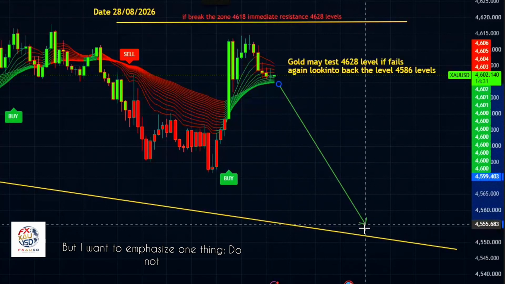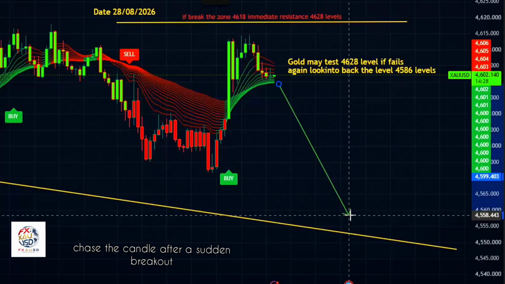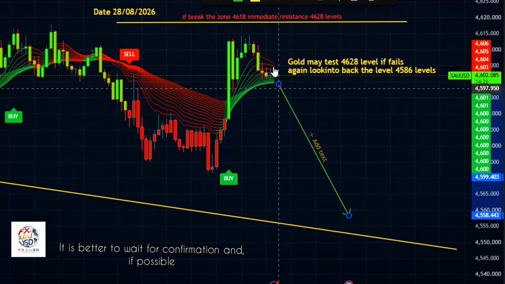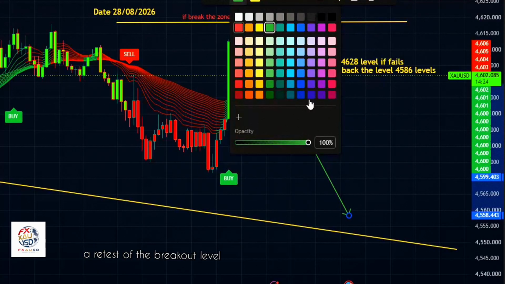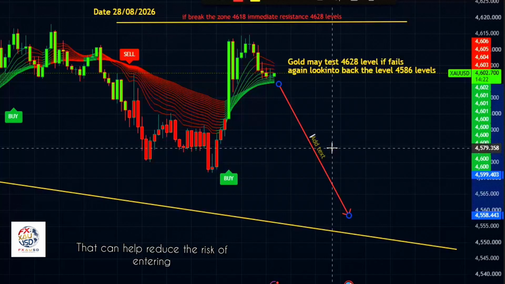But I want to emphasize one thing. Do not chase the candle after a sudden breakout. It is better to wait for confirmation and, if possible, a retest of the breakout level. That can help reduce the risk of entering during a false breakout.